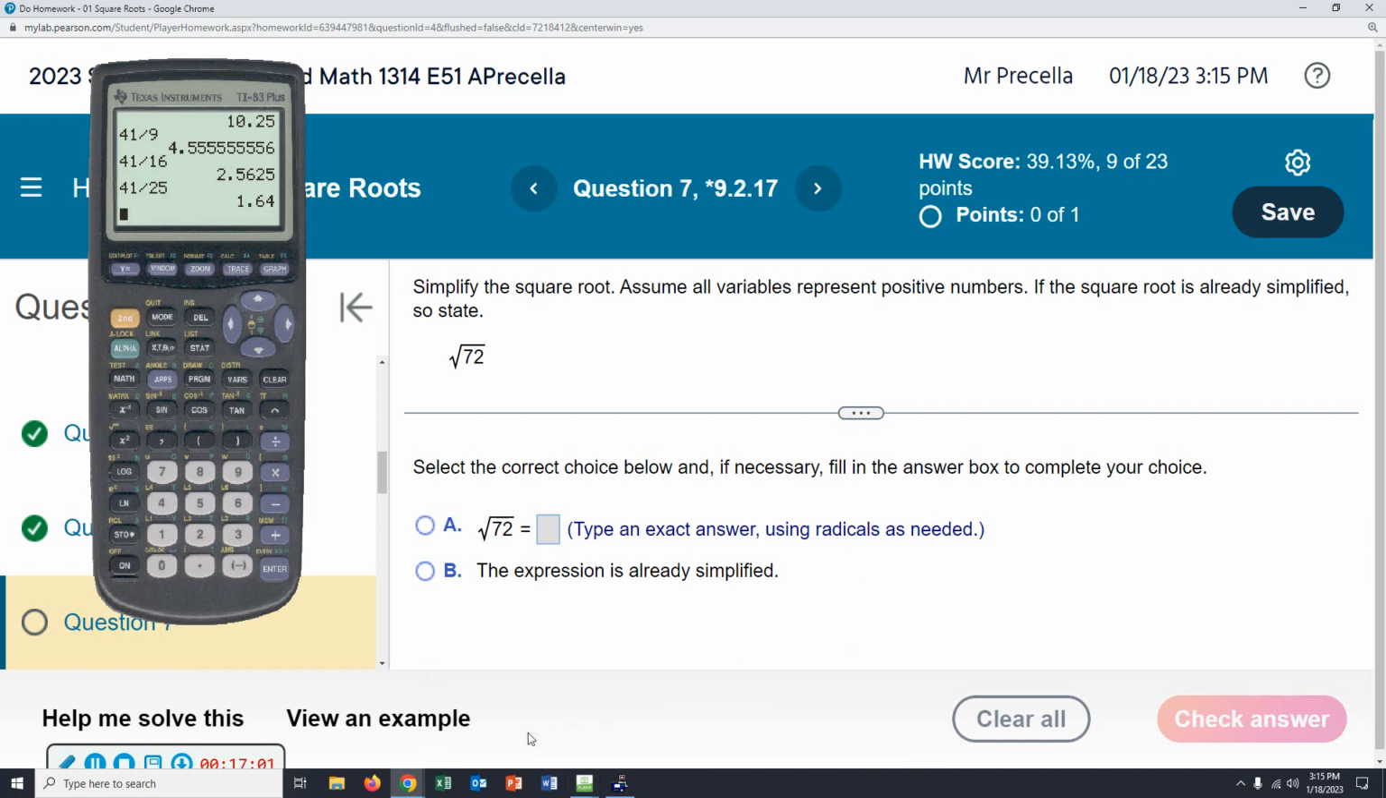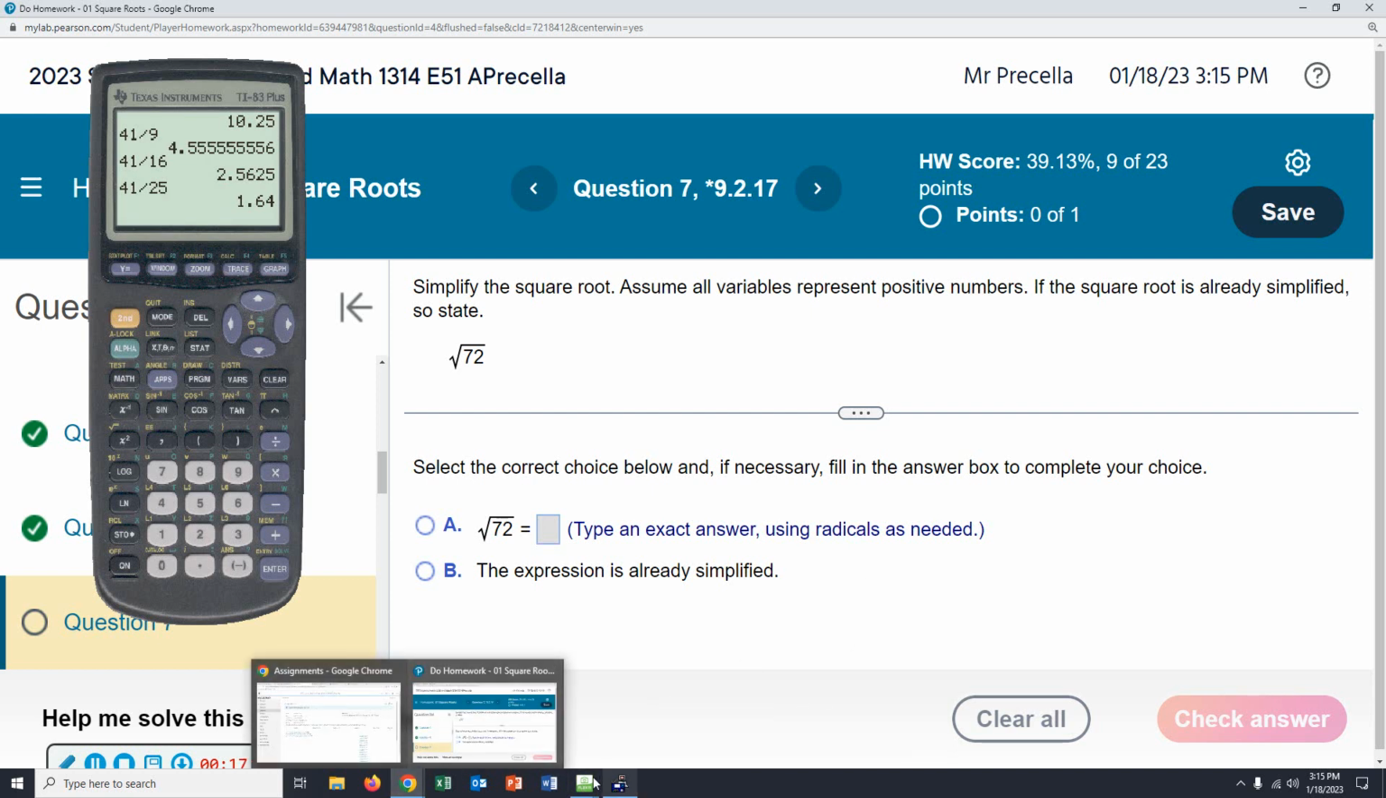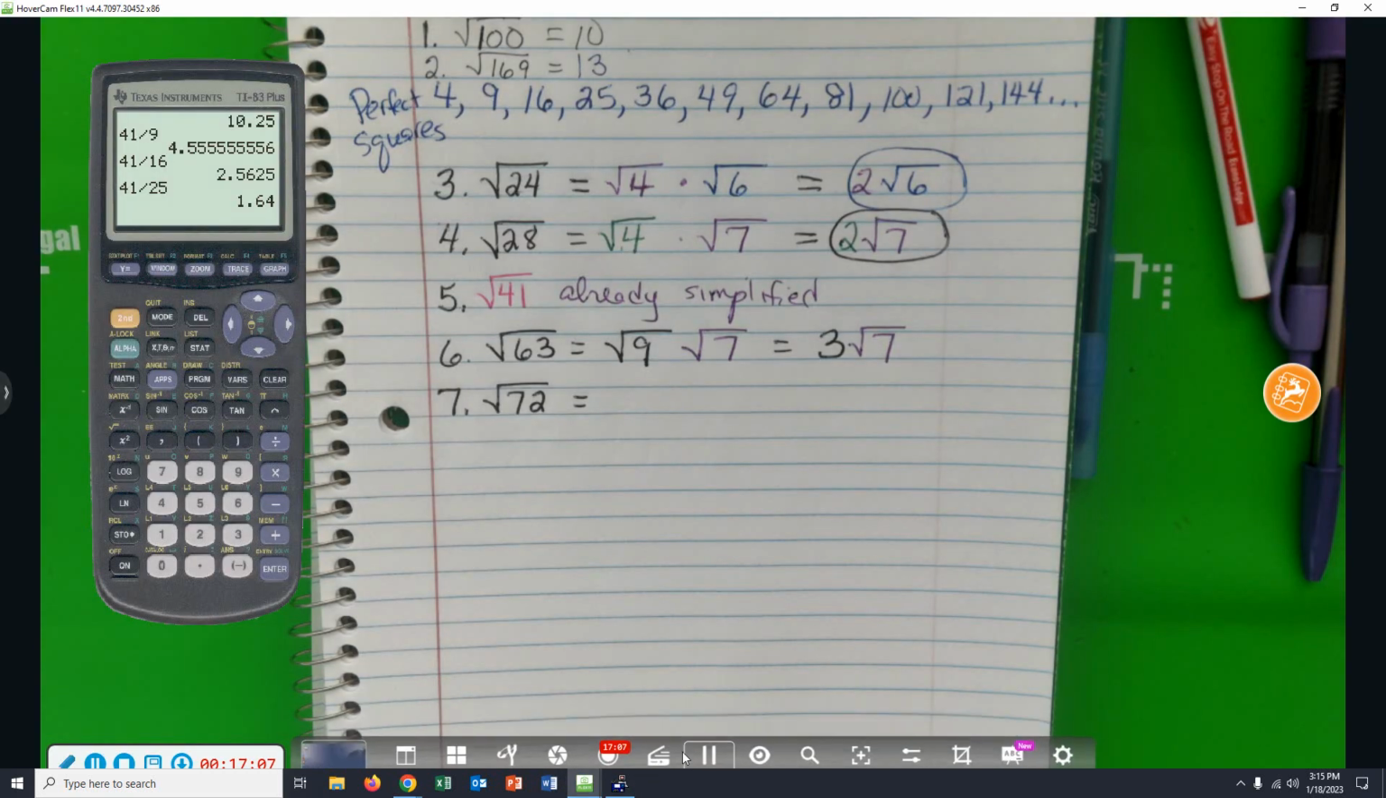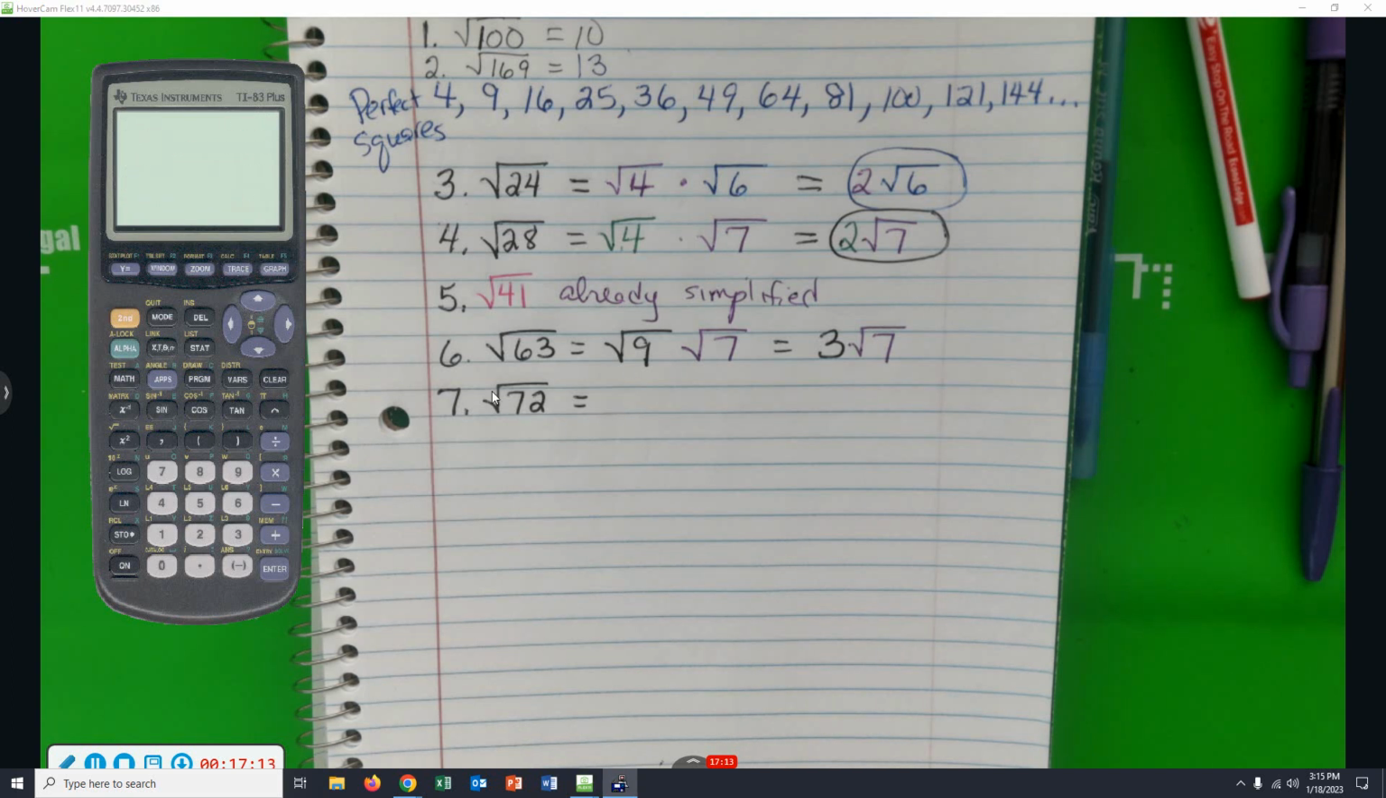Square root of 72. I'm going to use my calculator just to show my thought process. At first glance, looking at these, that's 72 divided by 4. Well, wait, 4 goes into it, but use the biggest one. 72 divided by 9, it goes in. But what's the biggest perfect square that divides evenly into 72? 36. That's correct. 72 divided by 36 would be a 2. So use the biggest perfect square.